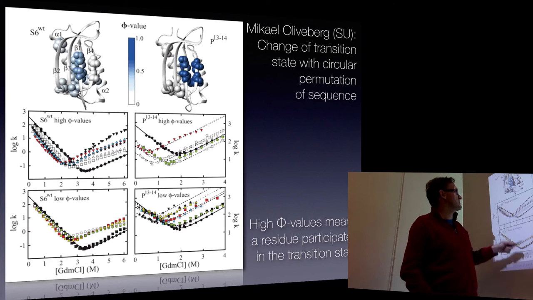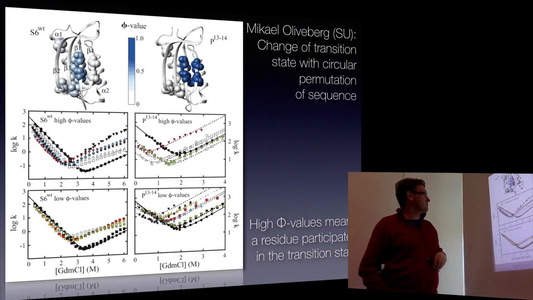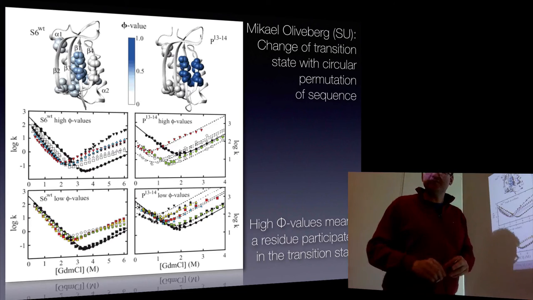And again, this is just one paper, that each and every point here is where you've measured a rate constant as a function of denaturant, and every curve is a new mutant. So there's an insane amount of work behind these studies. But it's cool because it enables us to see things you can't see. I think that's all I'm going to say about phi-value analysis.